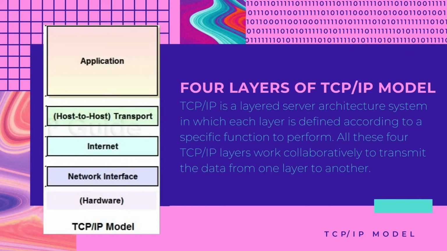Internet layer. An internet layer is the second layer of the TCP/IP model. It is also known as the network layer. The main work of this layer is to send the packets from any network and any computer until they reach the destination irrespective of the route they take.